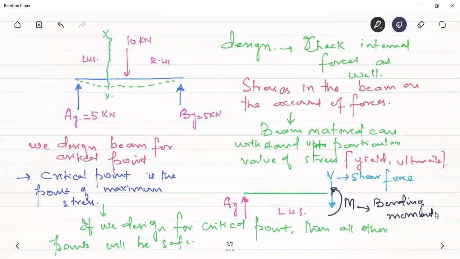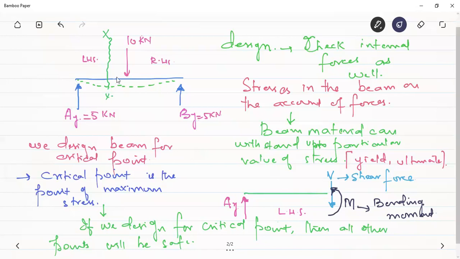We need to find the location of the maximum shear force. Where will be the maximum shear force in the beam? So that we will design our beam accordingly, isn't it? Also, we need to find the point where we have the maximum bending moment, because we have to design the beam not only for the shear force, we have to design the beam for the bending stresses as well. We have to find the location of the maximum bending moment.